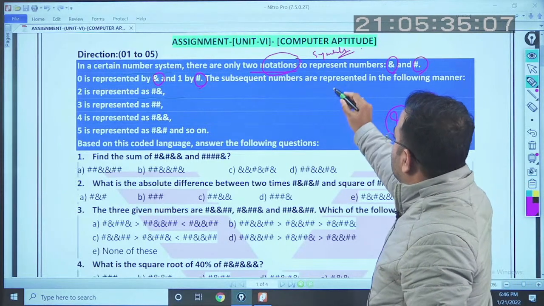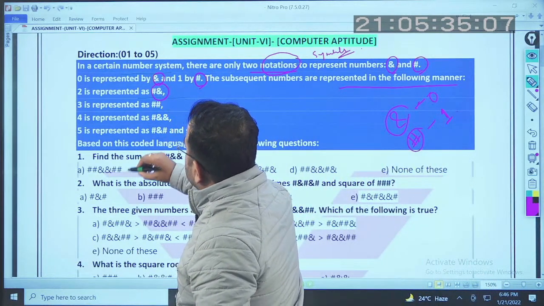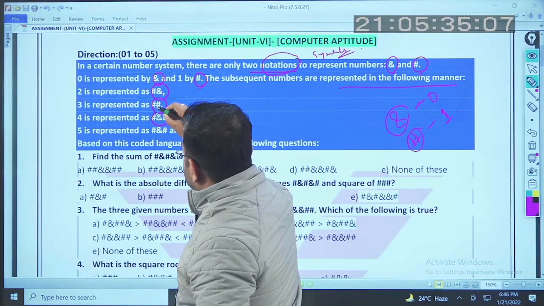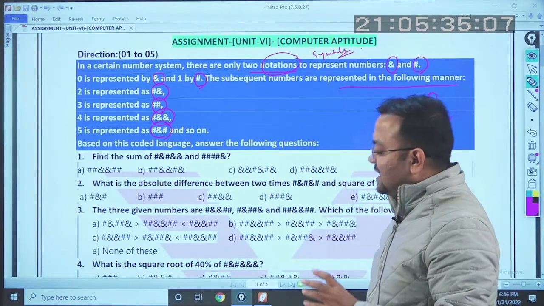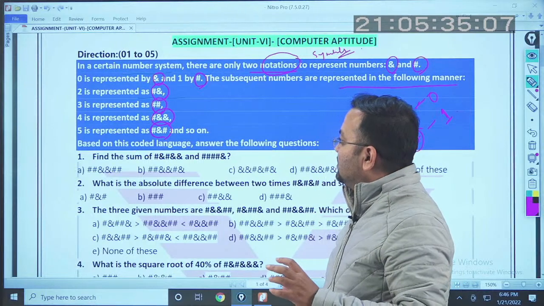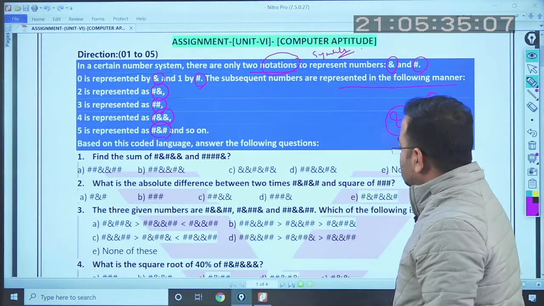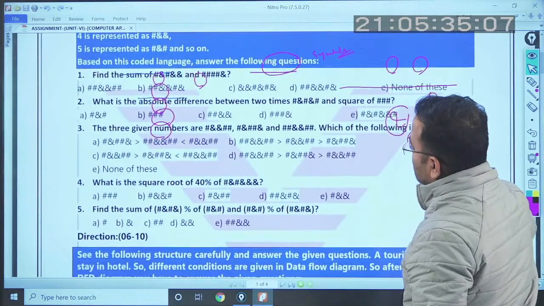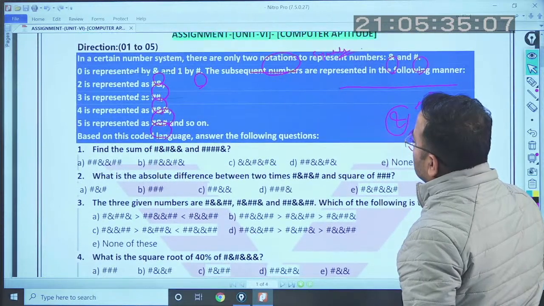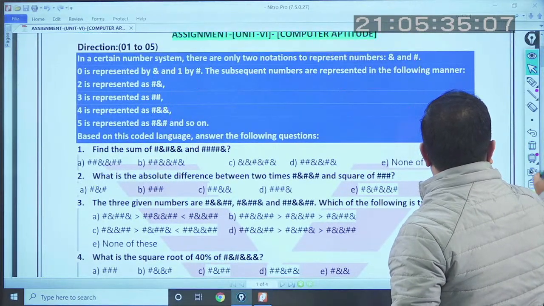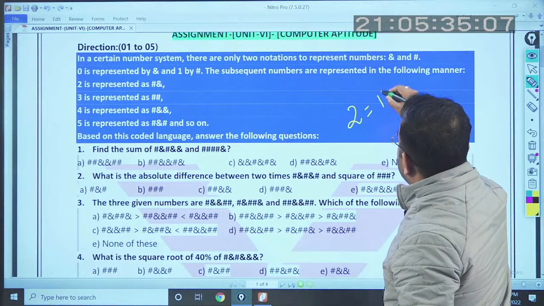Then the subsequent numbers are represented in the following manner. 2 is represented as hash AND, 3 is represented as hash hash, 4 is represented as hash AND AND, and 5 is represented as hash AND hash, and so on. So it is clearly indicated in this instruction that some decimal numbers like 1, 2, 3, 4, 5 are given in a coded form.